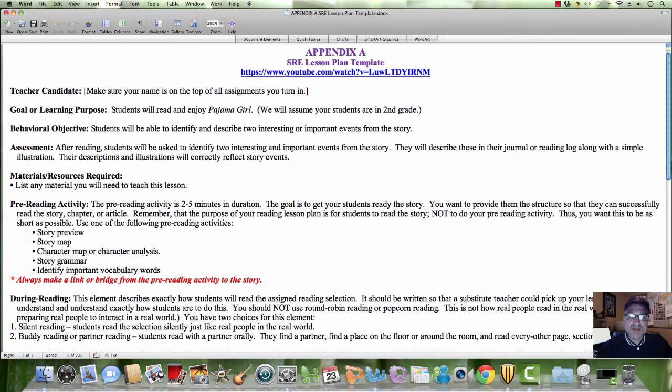Students will be able to identify and describe 2 interesting or important events from the story. I can say yes or no at the end of the lesson plan, all right? And I have given you the assessment. After reading, students will be asked to identify 2 interesting or important events from the story, etc., etc. You can read that. So this is a scaffold. It's an idea or pedagogical strategy that you want to use in your classroom instead of having you design the whole lesson plan from scratch. Knowing this is probably your first one, I've given you scaffolds, so I'm having you only do part of it.